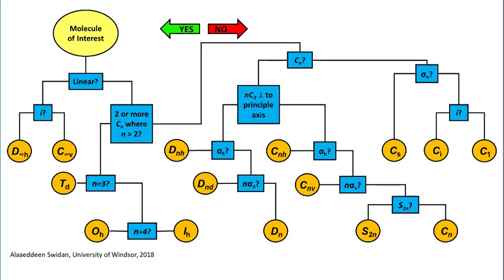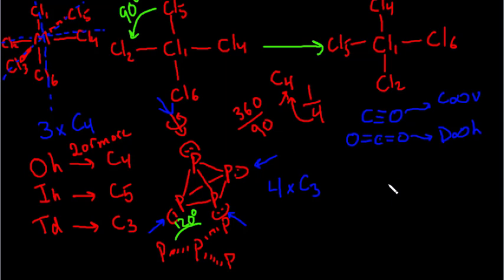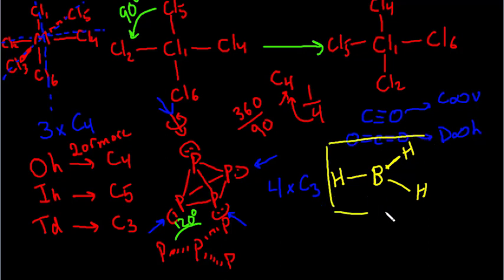Now, if you don't have that, let's take a look at an example, for example, BH3. So BH3, if you were to draw the Lewis structure, this would be a trigonal planar compound. Boron has 3 valence electrons, and so this boron would have an empty p orbital as well, and it lies flat on this plane right here.